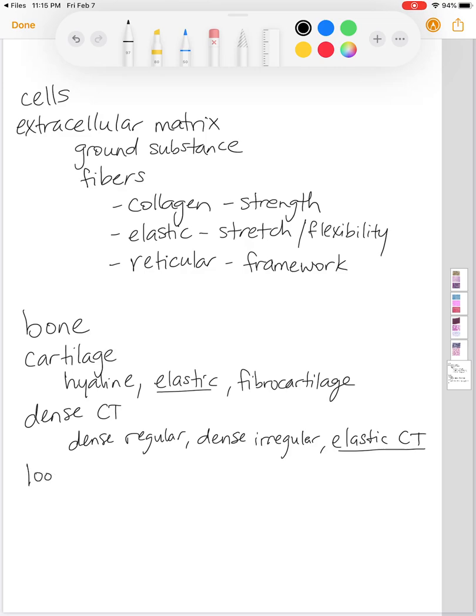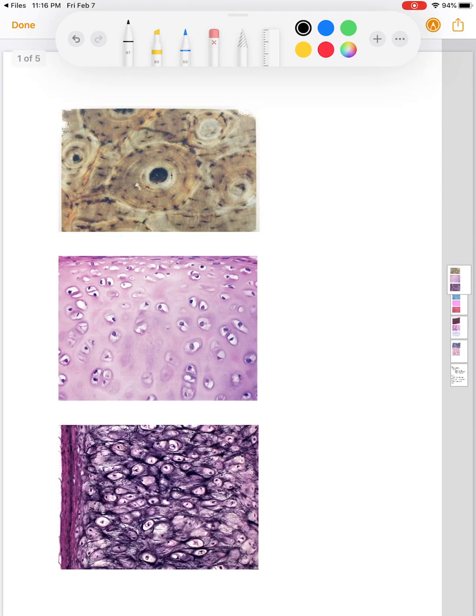Then we get into loose connective tissue types. There are three of these as well. They are areolar connective tissue, adipose connective tissue, and reticular connective tissue. All right. Then we get down to the most fluid form of connective tissue, which is blood. Okay. So these are the types of tissue that we're going to be talking about in this video. So let's go ahead and go up to our first one here.